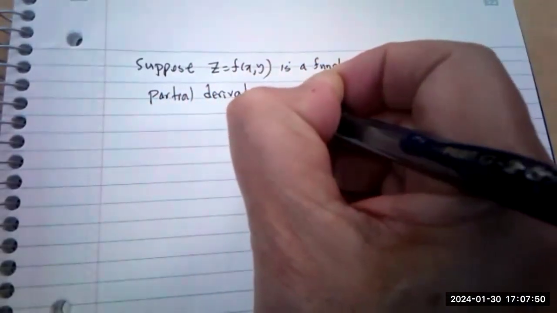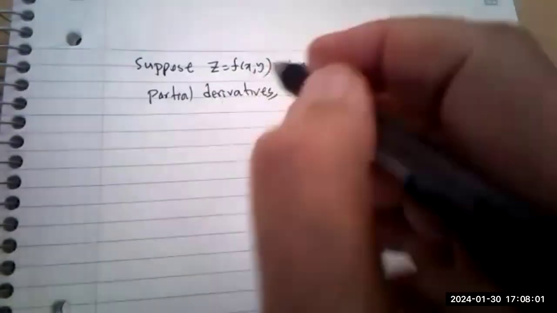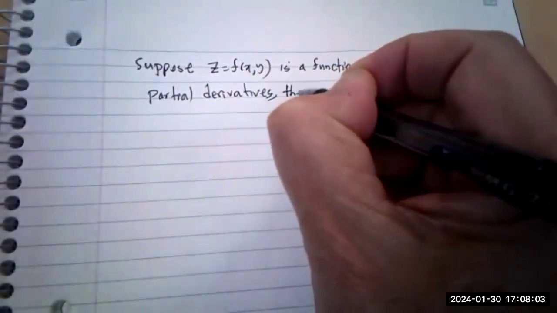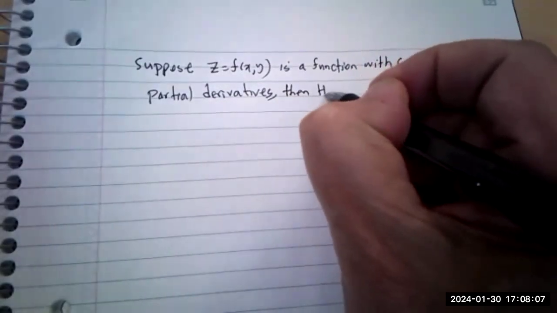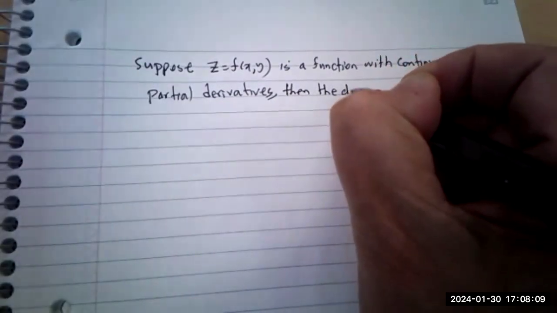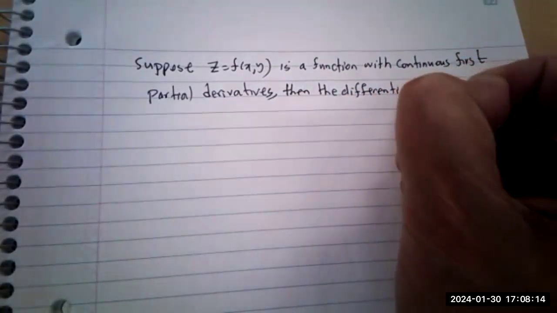So this means not only does the first partial derivative exist, but they are also continuous functions. You need this assumption for all the theorems for functions of several variables. If this is the case, then we calculate the differential of the function, the differential of z, the total differential.